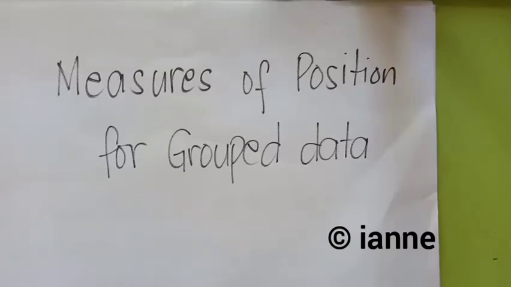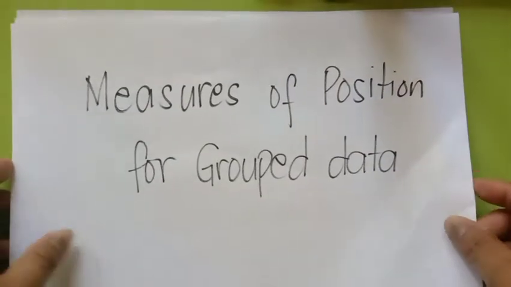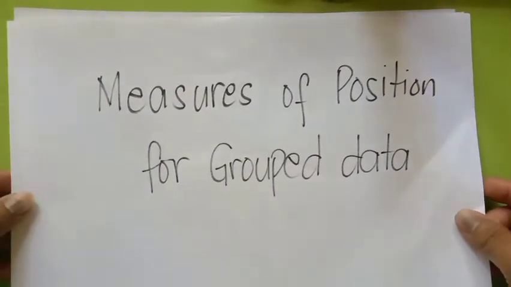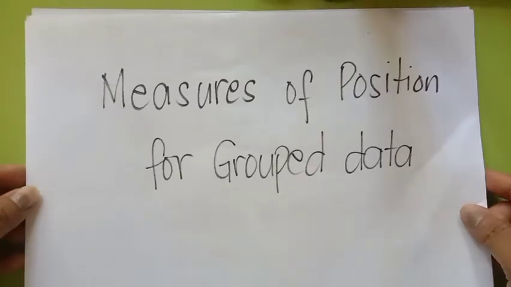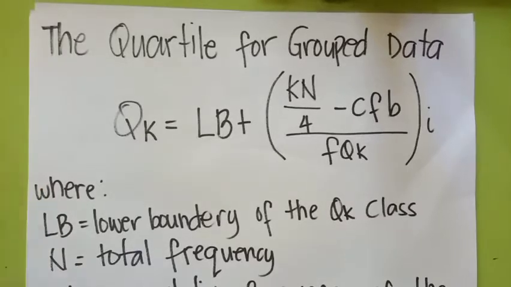Good morning, everyone. So for this lesson, I'm going to teach you how to solve for the measures of position for group data. When we say group data, your data or distribution are arranged into groups or into tables. To be able to solve for the measure of position for group data, we have to use the formula. First is the quartile for group data.